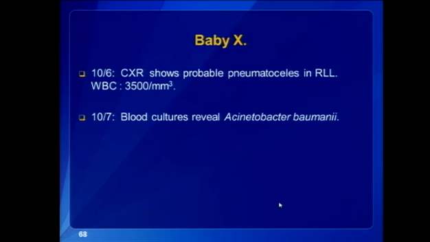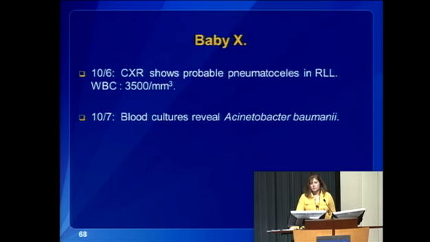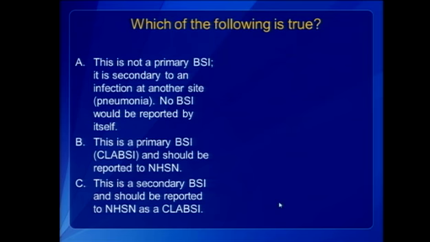On the 6th, another chest x-ray still shows probable pneumatoceles in the right lower lobe. WBCs are 3,500. And on the 7th, blood cultures reveal Acinetobacter baumannii. Which of the following is true?